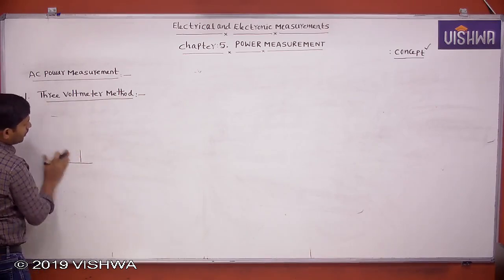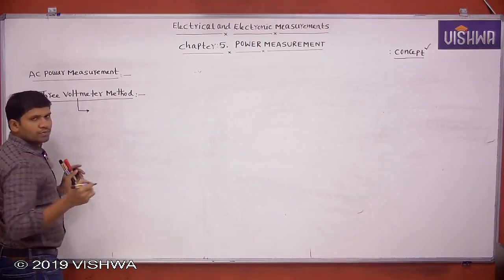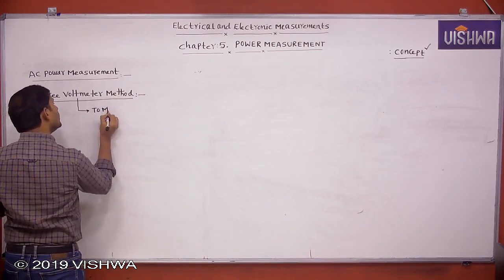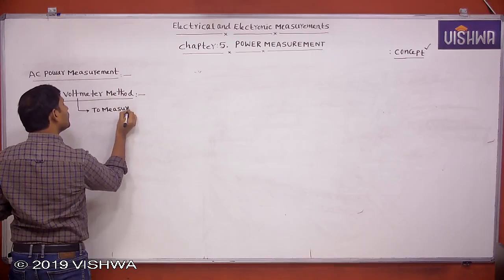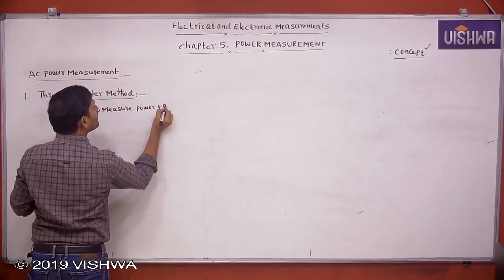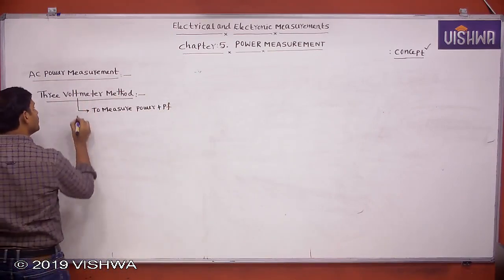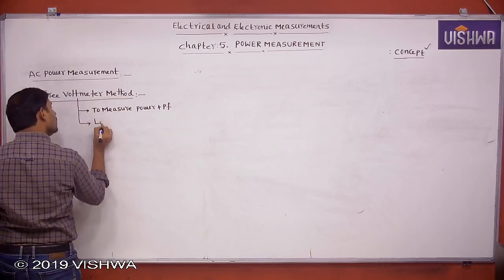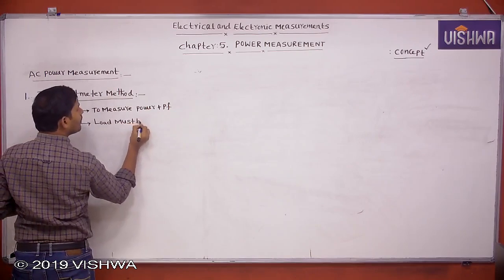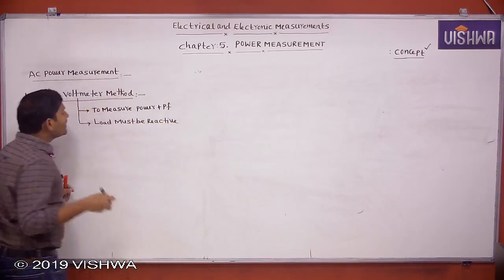But before that, one point to remember. This three voltmeter method is used to measure power and power factor. Not only power, you also measure the power factor. The condition is the load must be reactive. Then only this method is applicable.